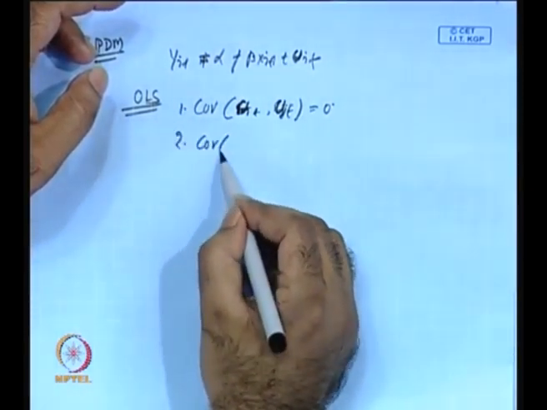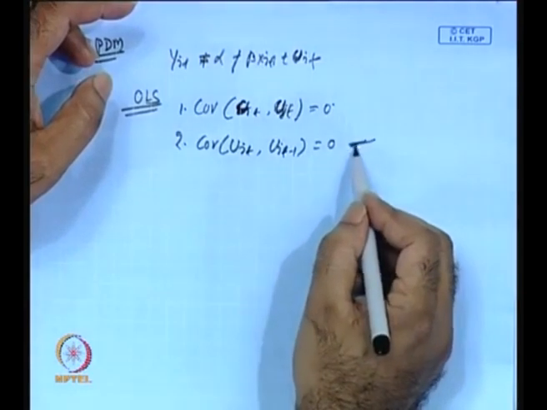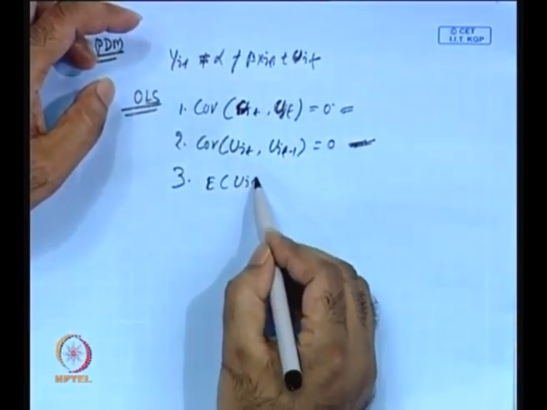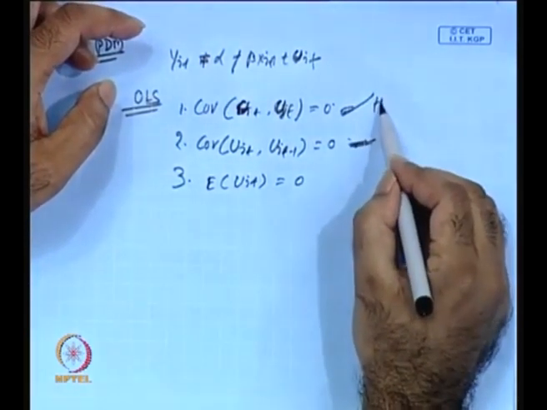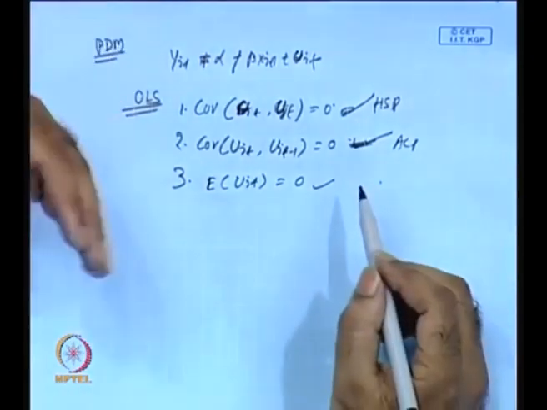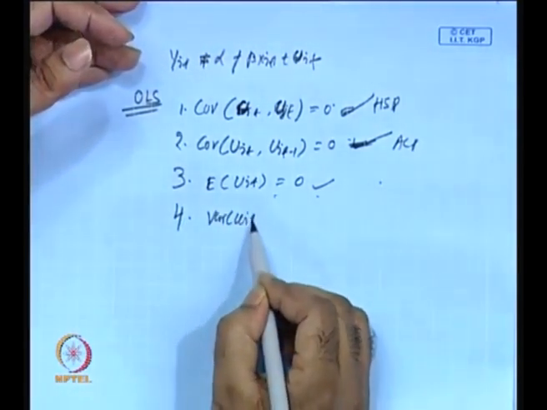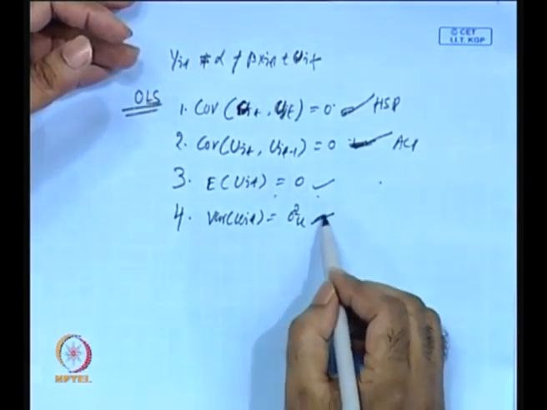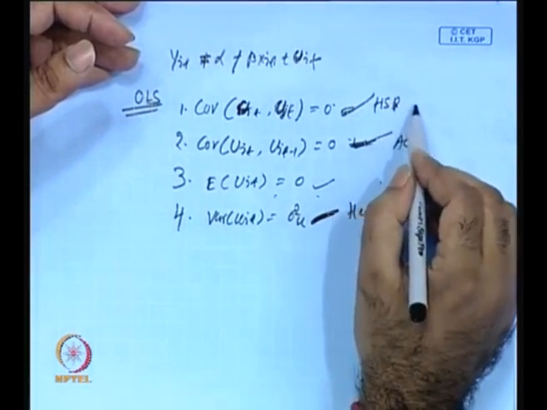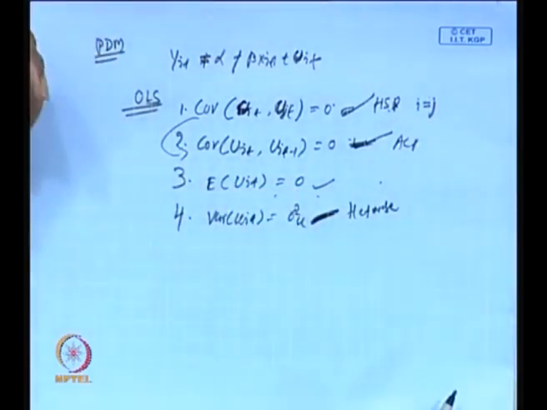The second assumption is that the covariance of u_it and u_i,t-1 is equal to 0, otherwise that is a correlation problem. Third, the mean of the error terms u_it must be equal to 0. The deviation of the mean from the central point should be equal to 0, and that has to be satisfied. Fourth, the variance of u_it should be sigma square u. This is the heteroscedasticity condition if i equal to j; if i is not equal to j, then it turns into an autocorrelation problem.